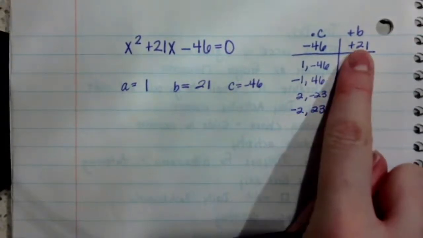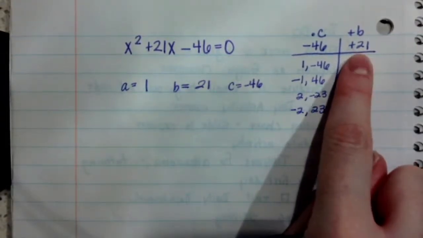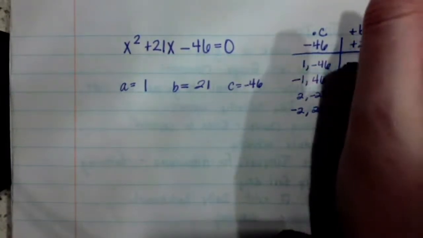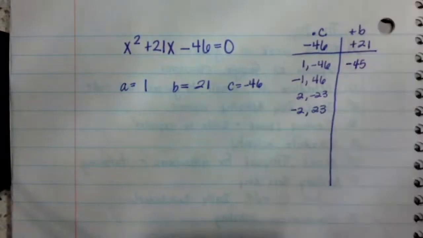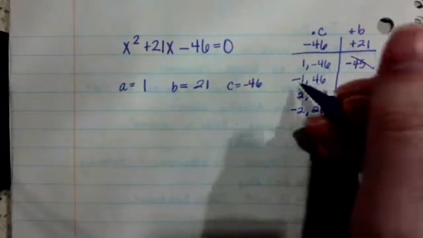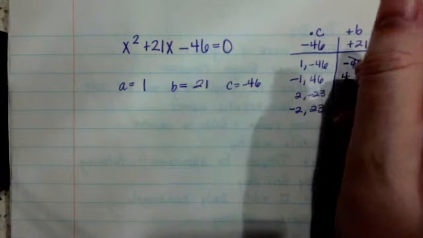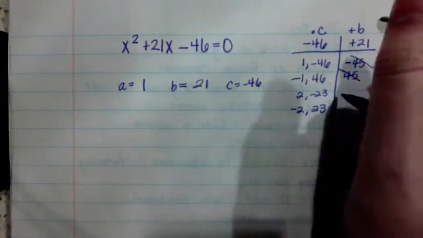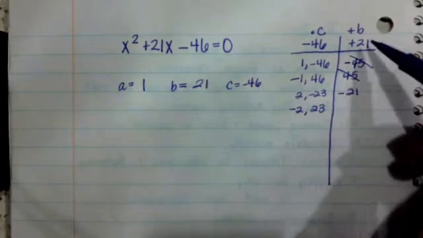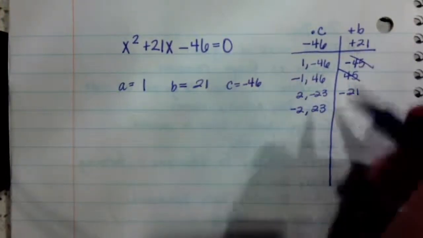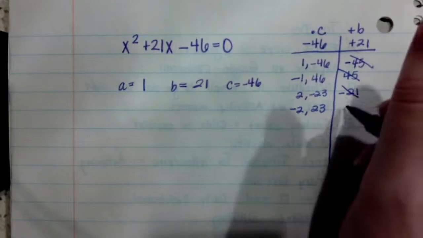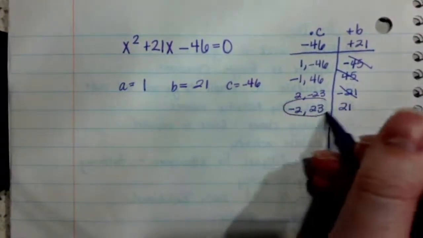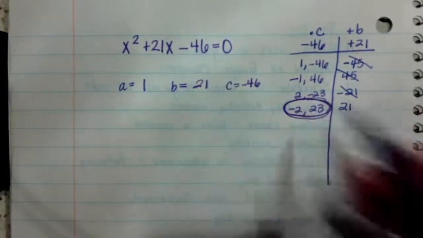And now I want to find the two of those that add up to positive 21. If I add them together, 1 plus negative 46 is negative 45, so that's not it. Negative 1 plus positive 46 is positive 45. 2 plus negative 23 is negative 21, which is close to what I want, but not quite. And negative 2 plus positive 23 is positive 21. So these are the factors that I want.